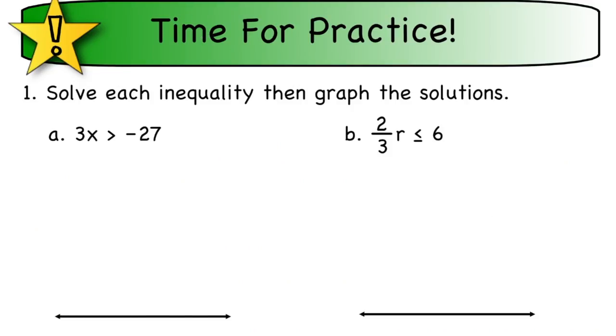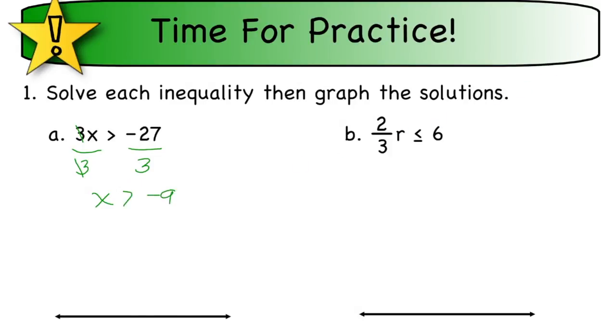So let's put this into practice. What does this look like if we actually do some practice problems? Solve each inequality and graph the solutions. So x is being multiplied by 3. We undo multiplication by using division. So I'm going to divide by 3, and whatever I do on one side, I must do on the other. 3 divided by 3 is 1, and we have x is greater than negative 9.